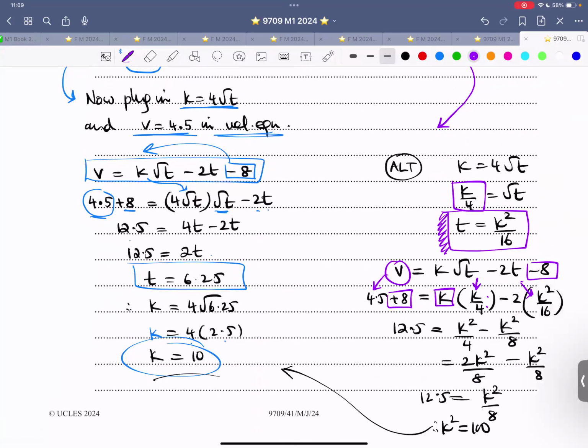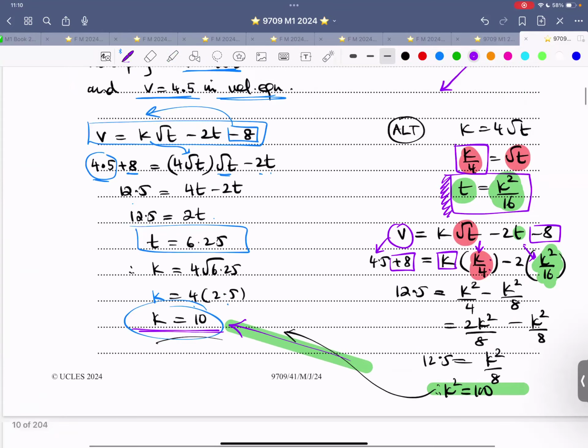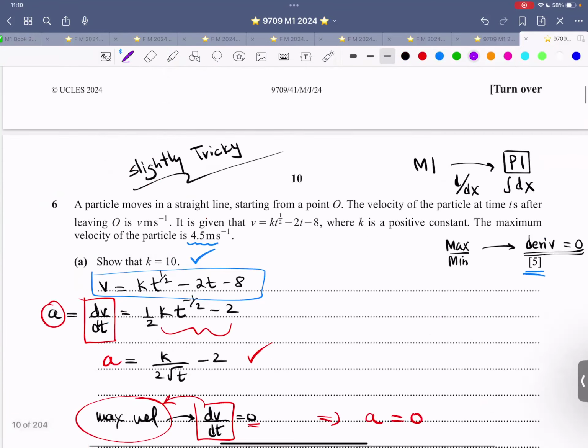So let me just highlight using a color. Root t is k over 4. And similarly, t is k square over 16. Got the idea? That is the working that I've done. And when you solve this, you find the value of k square as 100. Therefore, k again comes out to be 10. So any which way, it was definitely worth 5 marks.